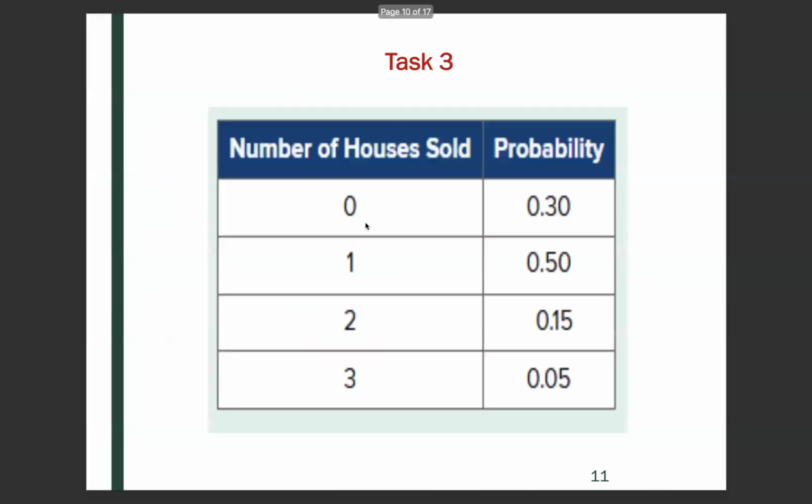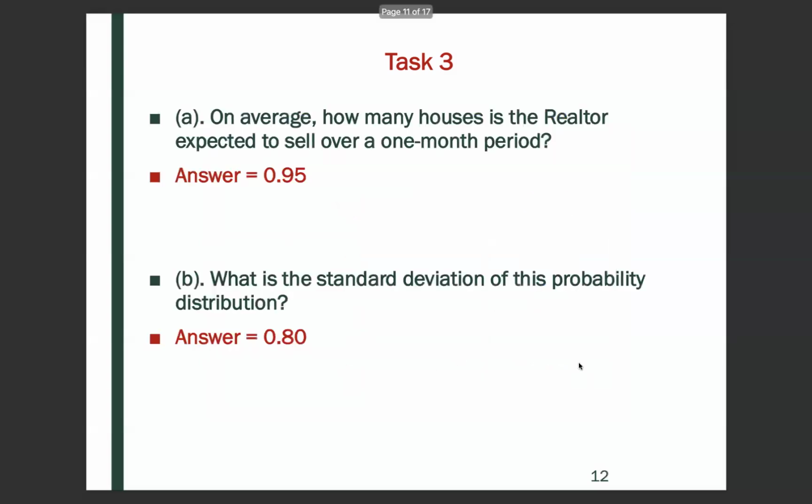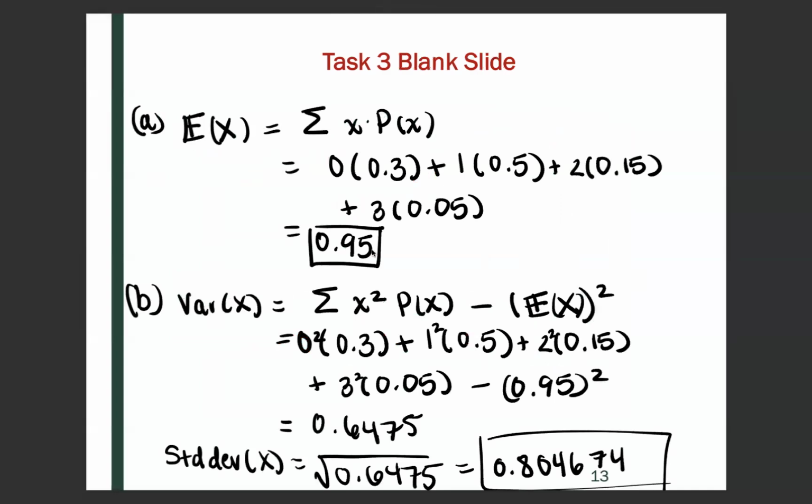So if we go to the table, this left-hand column is like the values that X can take, and then this right-hand side is the probability. So we're going to do 0 times 0.3 plus 1 times 0.5 plus 2 times 0.15 plus 3 times 0.05. So when you do that, you get 0.95 is the expectation.